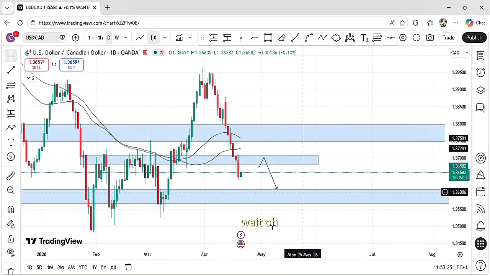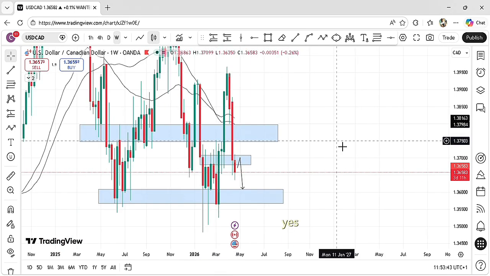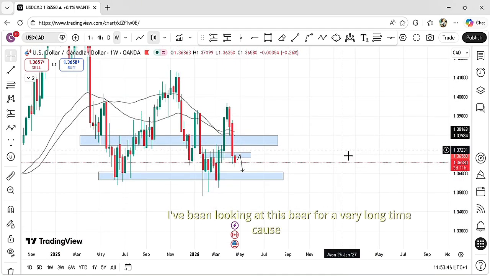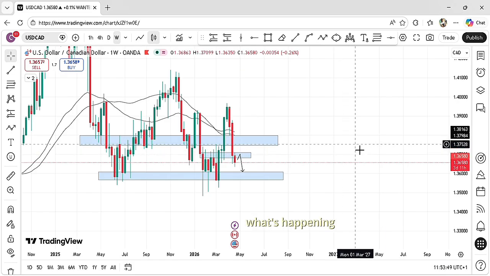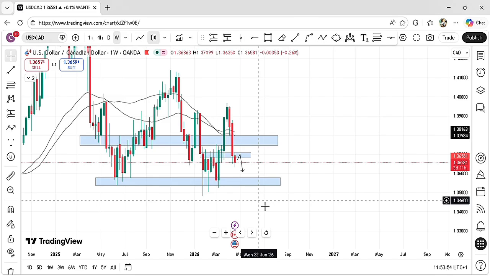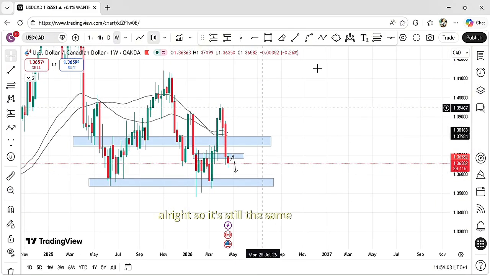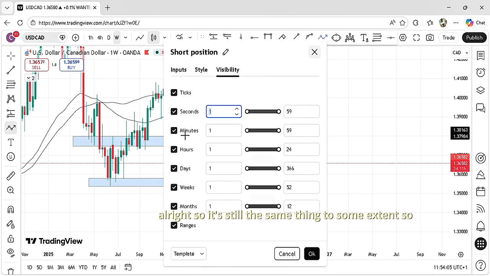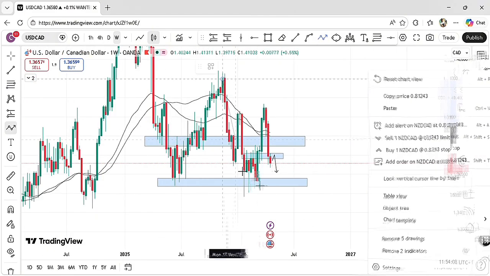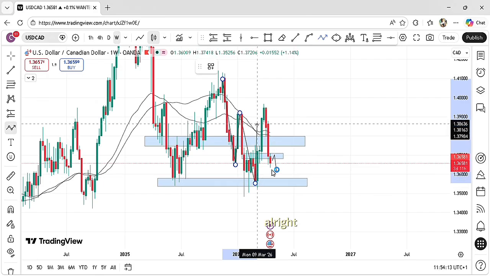Wait though. Because I've been looking at this pair for a very long time, because I was like, what's happening? Okay, so this is it here. Alright. So it's still the same thing to some extent.